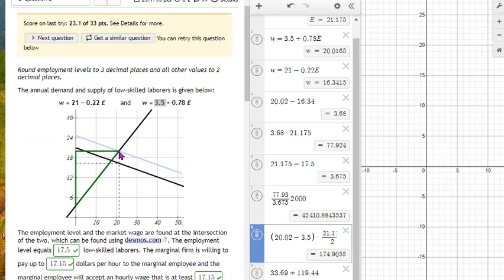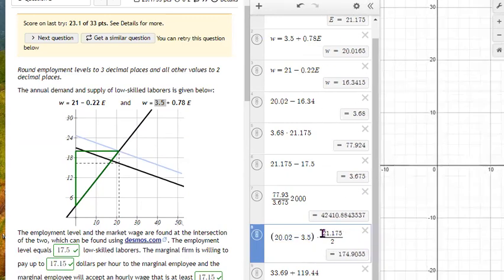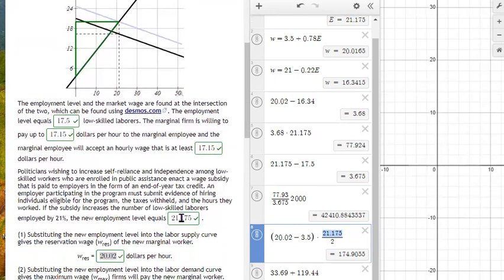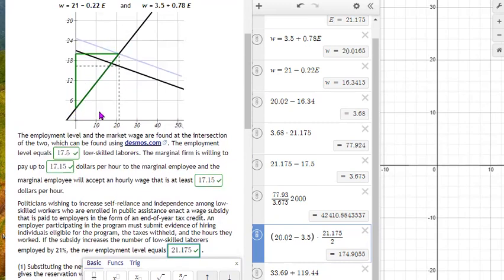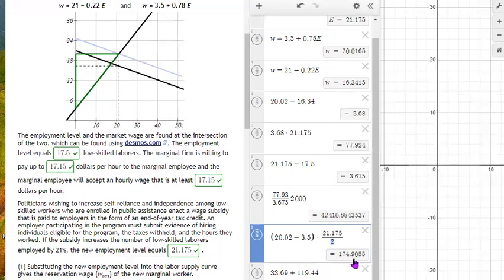$20.02 is the reservation wage of this last worker hired. 3.5 is the intercept of my labor supply equation. So I'm going to take their difference. Then I'm going to multiply by what? I'm going to multiply by the number of employees in this labor market, which is 21.175 in my model. That'll give me the area of a rectangle that comes all the way over to here. But I want the area of the triangle, so I have to divide the area of the rectangle by 2, which is why I'm dividing by 2 here. And I get a new worker surplus of 174.91.